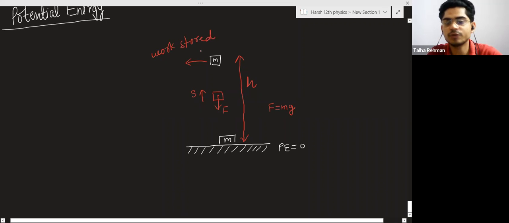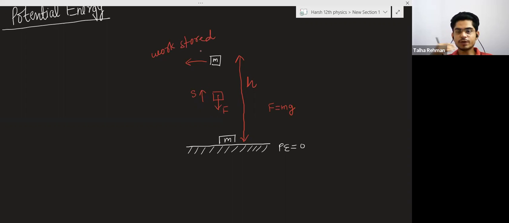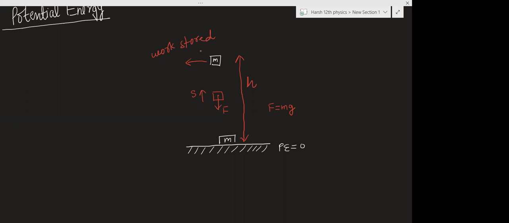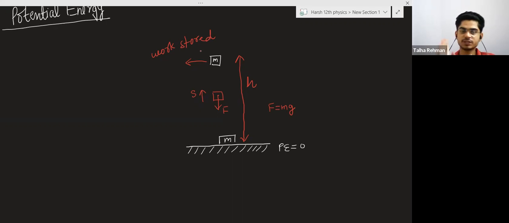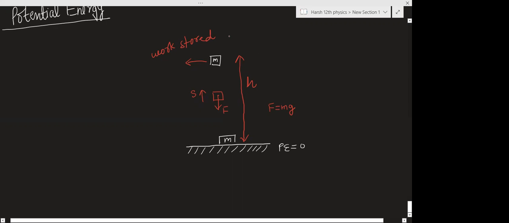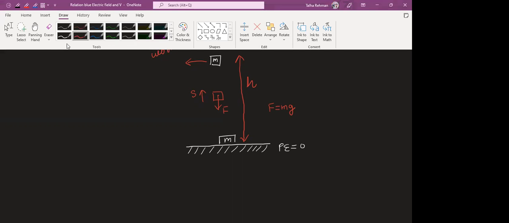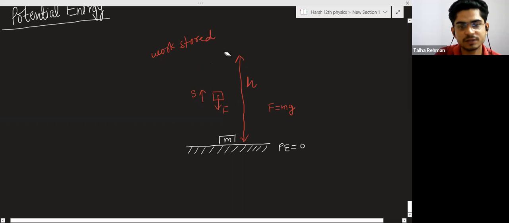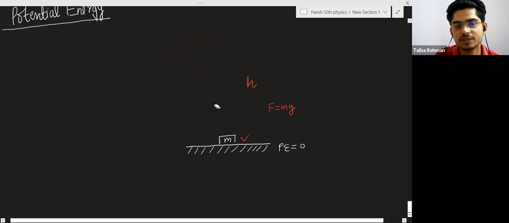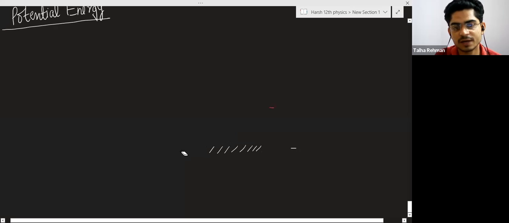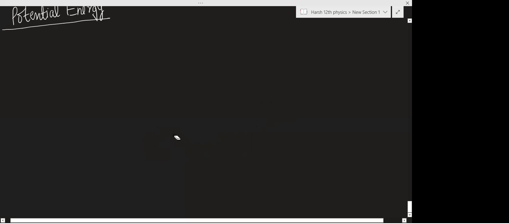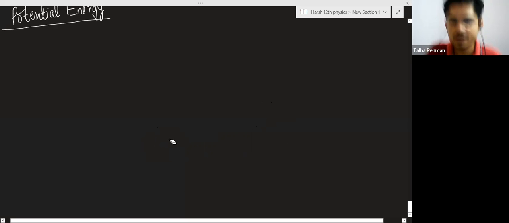You can say it in an improved way: work done in moving a body from one position to another against gravity is stored in the body in the form of potential energy. This is just for understanding. This is a topic of 11th class, and the chapter is work, power, and energy. Yes, sir, I learned it last year.